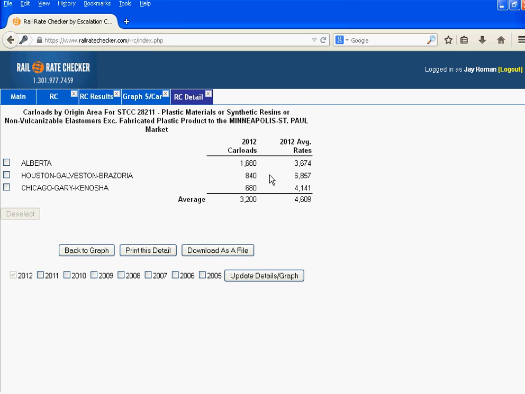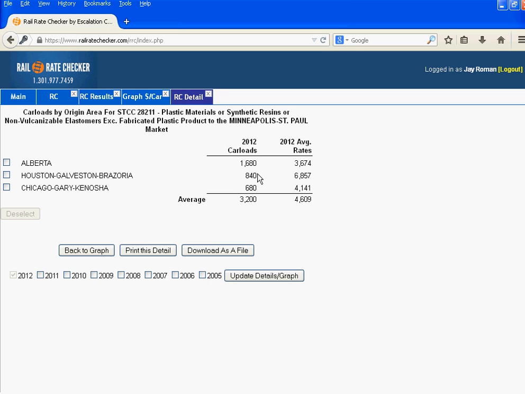This table is showing that there are 1,680 carloads of plastic pellets moving from Alberta to Minneapolis, and it's traveling at rates of $3,674. That rate is almost one half of the rate out of Houston, and that's going to be a primary reason why the volumes out of Alberta are so much greater than they are out of Houston.